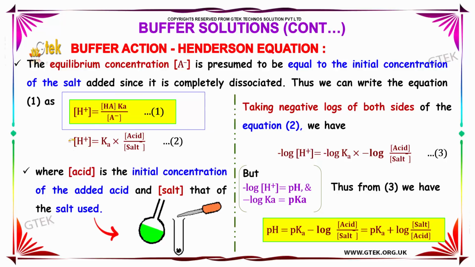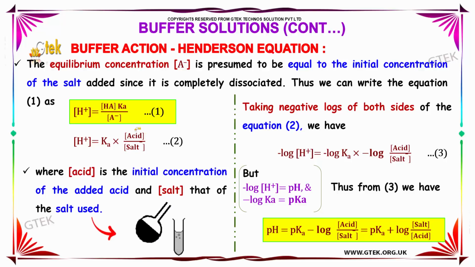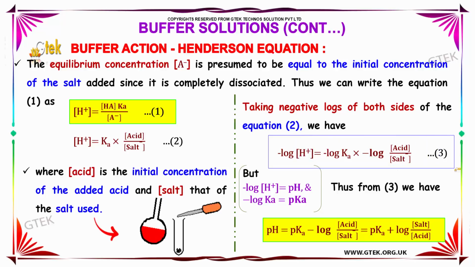This can be written as H plus equals Ka into acid divided by salt, where acid is the initial concentration of the added acid and salt is the salt that has been used. Taking negative logs on both sides of equation number 2, we have minus log H plus equals minus log Ka minus log acid divided by salt, mentioned as equation number 3.